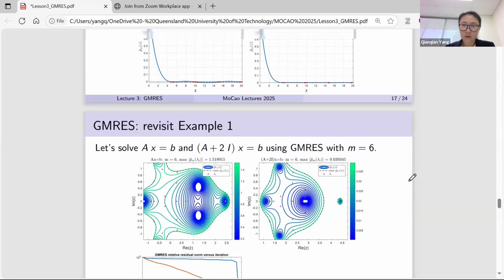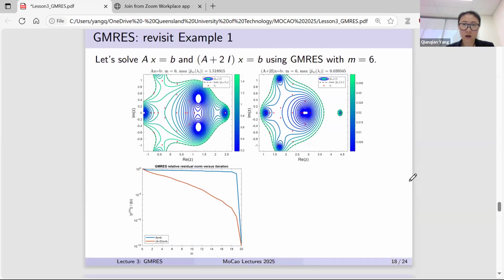Now let's revisit our example 1. Remember our example 1, I just randomly generated a matrix with some random right-hand side, so the eigenvalues come out as complex numbers. The blue curve is my original relative residual curve. You see not much happening until the very end. So now we can have a look at what's the problem here.